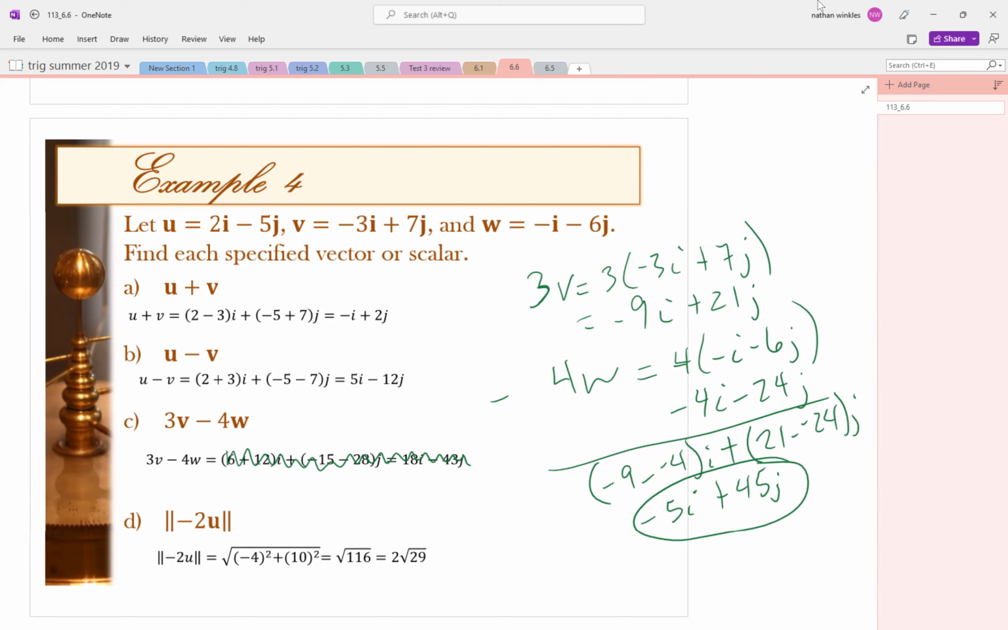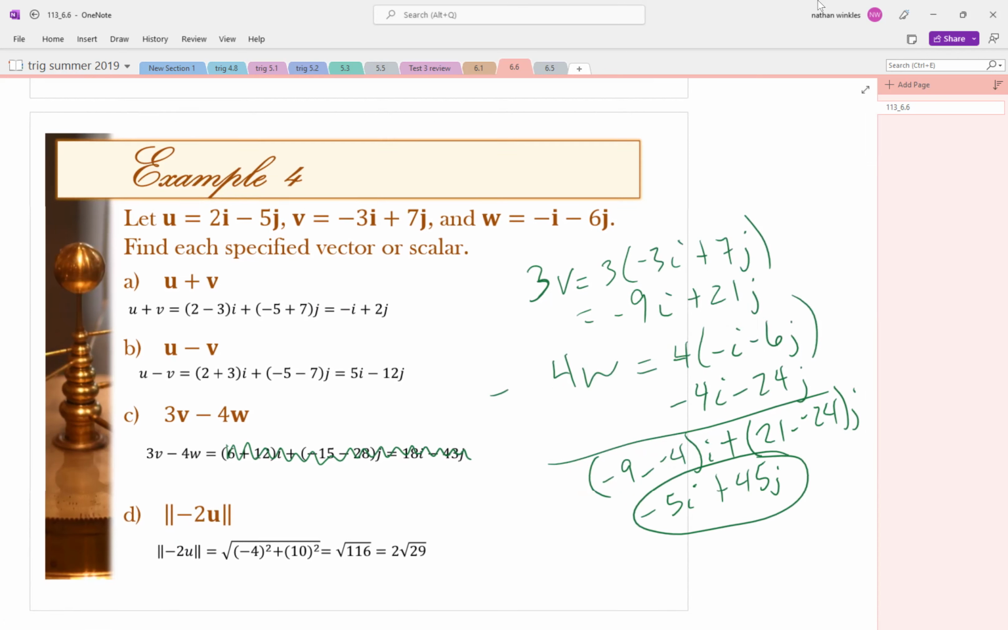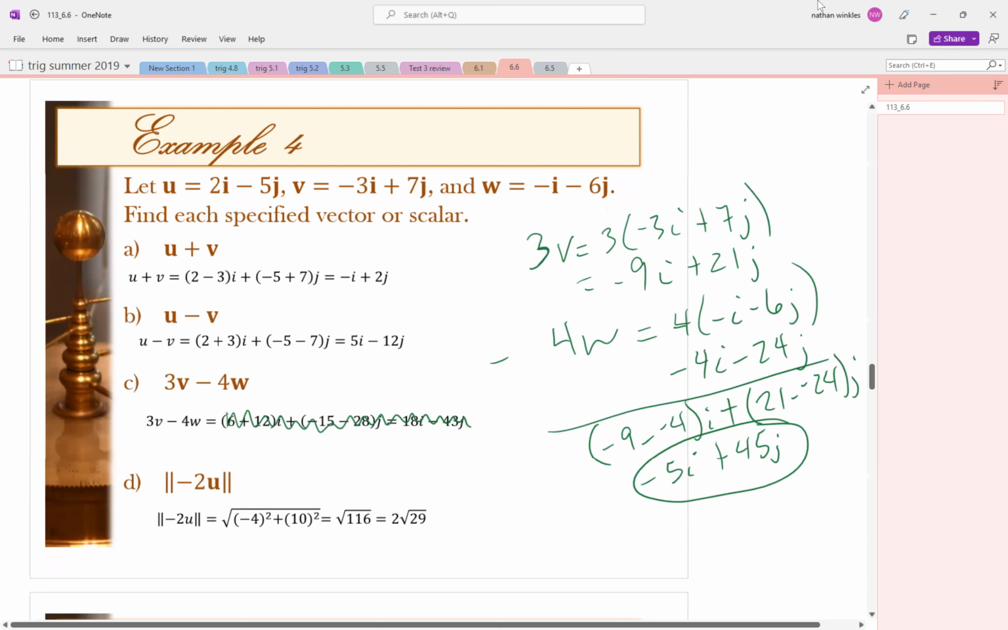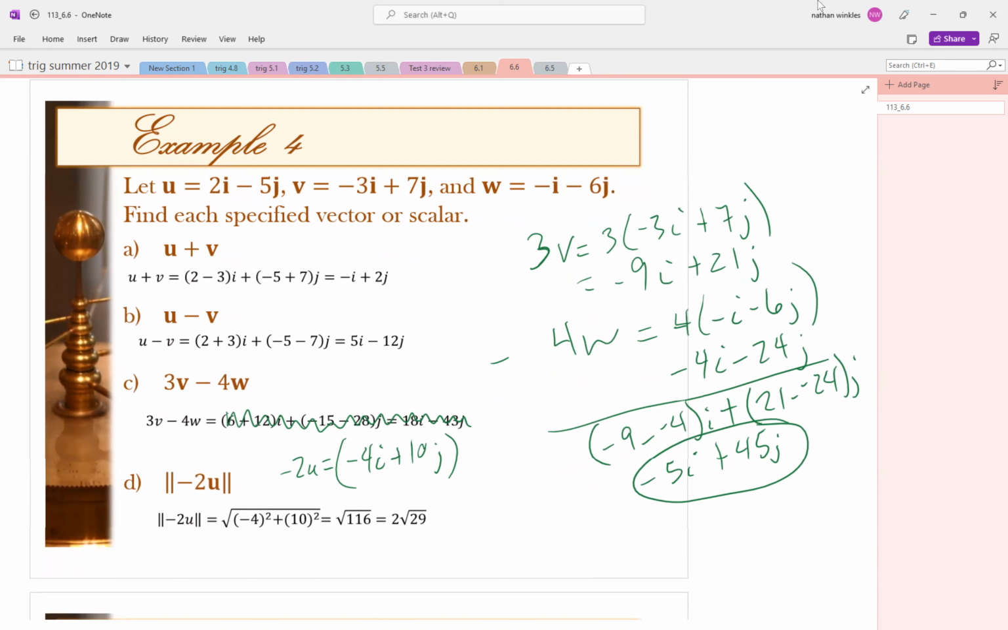For the last piece here, the magnitude of minus 2u. So there's two ways we can do this. The first way that I did it here is I first found minus 2u, which is -4i plus 10j. Then I took the magnitude of that to get -4 squared plus 10 squared, which gives me 116. So the square root of 116 is 2 root 29.